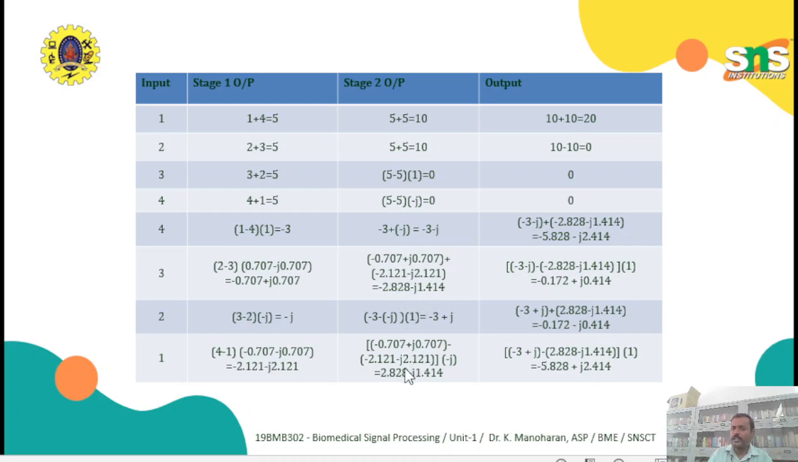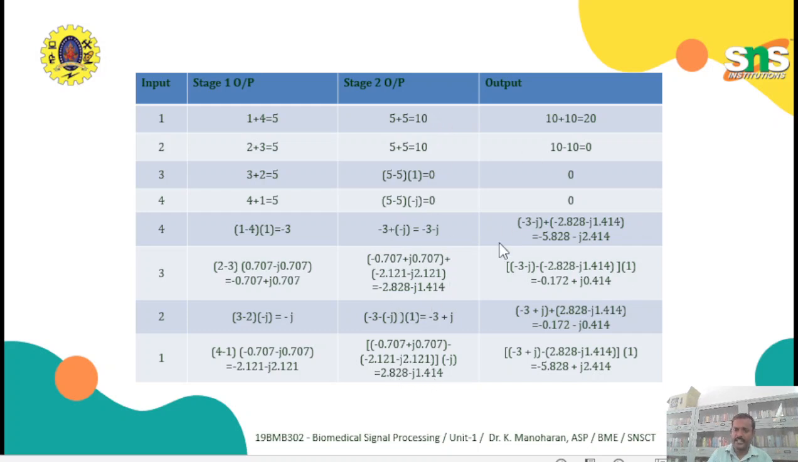For the down leaf, first we need to perform a subtraction. After subtraction, we need to multiply with the twiddle factors. Look at this. So we are taking this input, minus 0.707 plus j 0.707. This is one input, minus the second input, minus 2.121 minus j 2.121. After subtraction, I multiply with minus j. So this is the result for that. This is for the second stage.